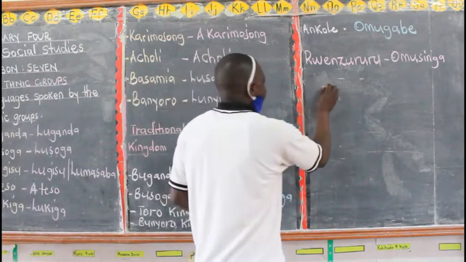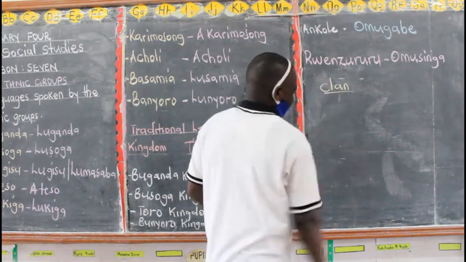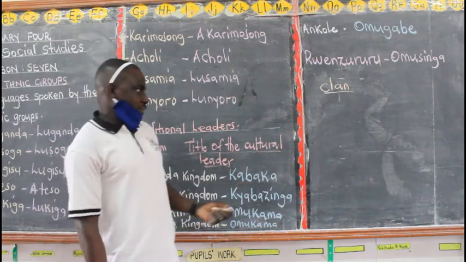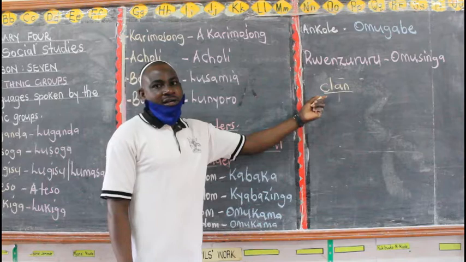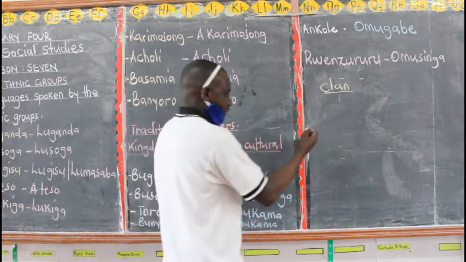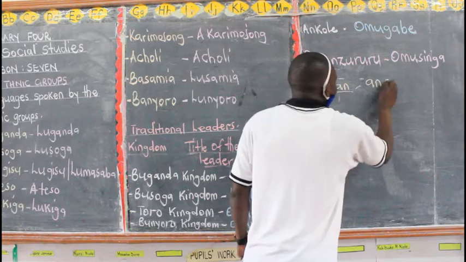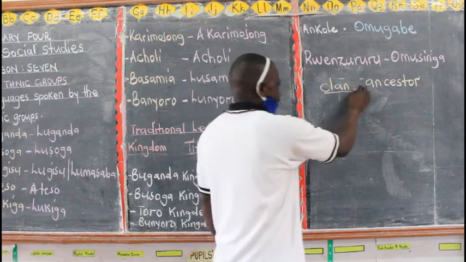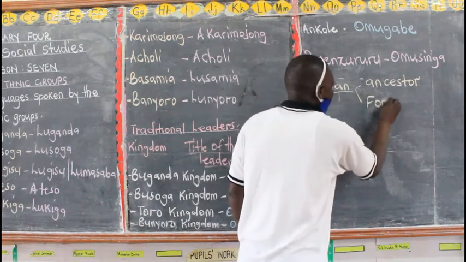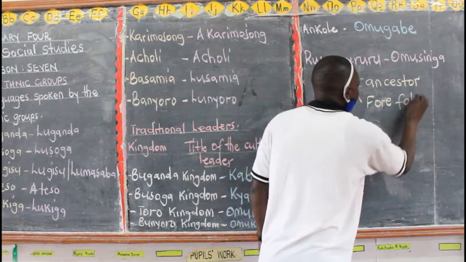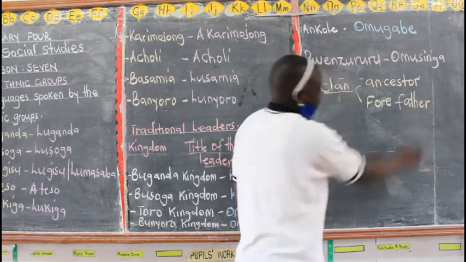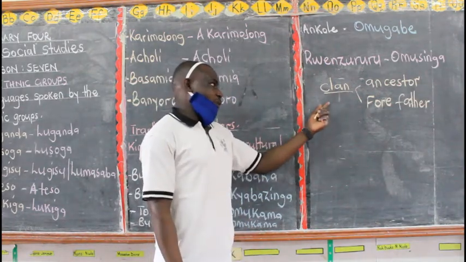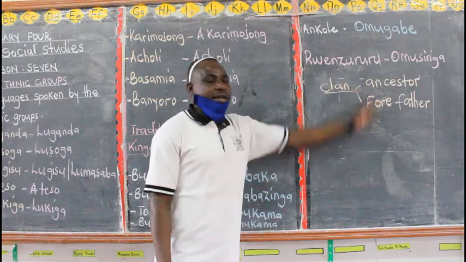Then I also want to look at a clan. They can ask you what a clan is. A clan is a group of people under one forefather or under one ancestor. So we have the spelling of the word ancestor. If the word ancestor is hard for you, then you can use the word forefather. F-O-R-E, then you have father. So they can ask you, what is a clan? A clan is a group of people under one ancestor.